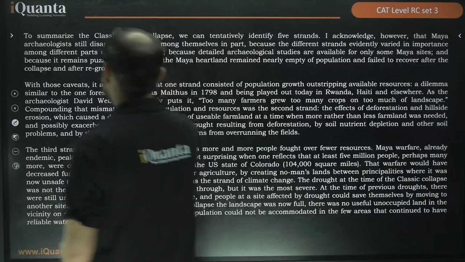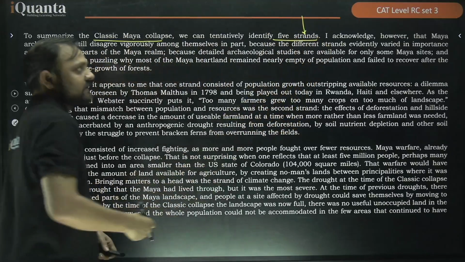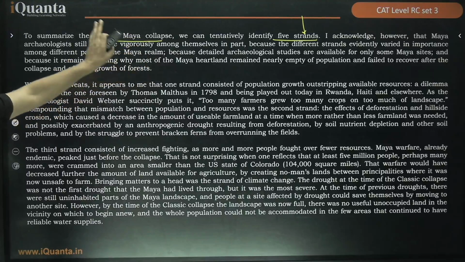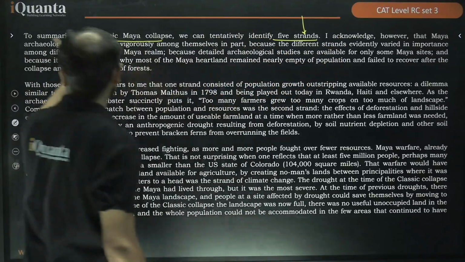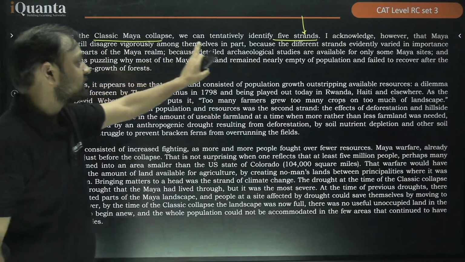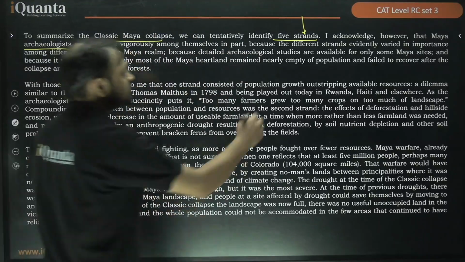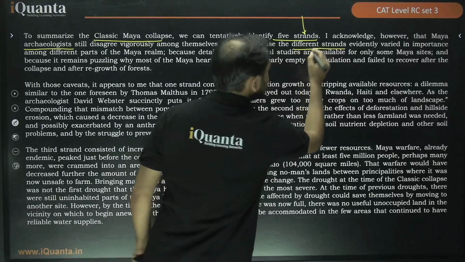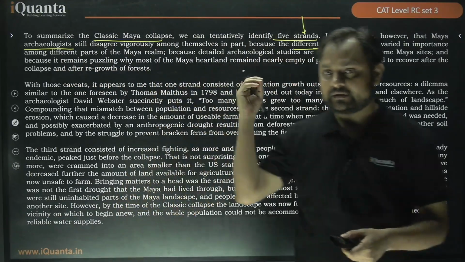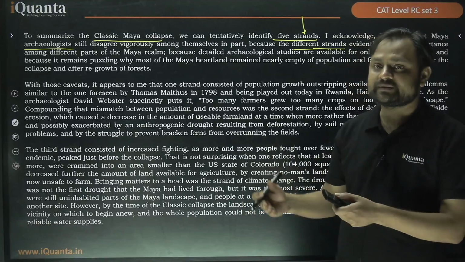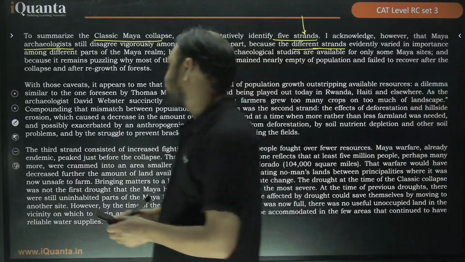He starts and says that to summarize the classic Maya collapse, I can give 5 different strands, and here strands represent reasons: 5 different dimensions, 5 different reasons that were responsible for the classic Maya collapse. However, he acknowledges that Maya archaeologists might disagree vigorously among themselves, in part because the different strands evidently varied in importance among different parts of the Maya realm. So he is going to discuss 5 different strands, but archaeologists may not agree with him because at different sites the importance of these strands was different. Somewhere one reason was more important, at some other site another reason was more intense. That is why he is giving this kind of disclaimer.